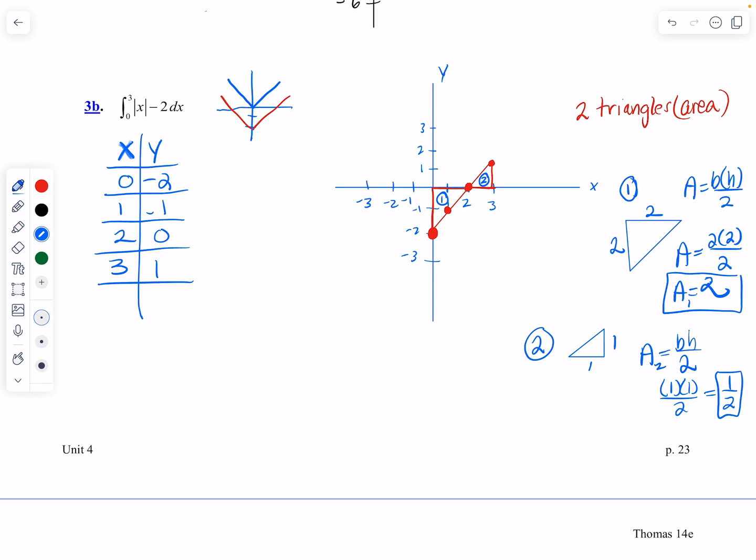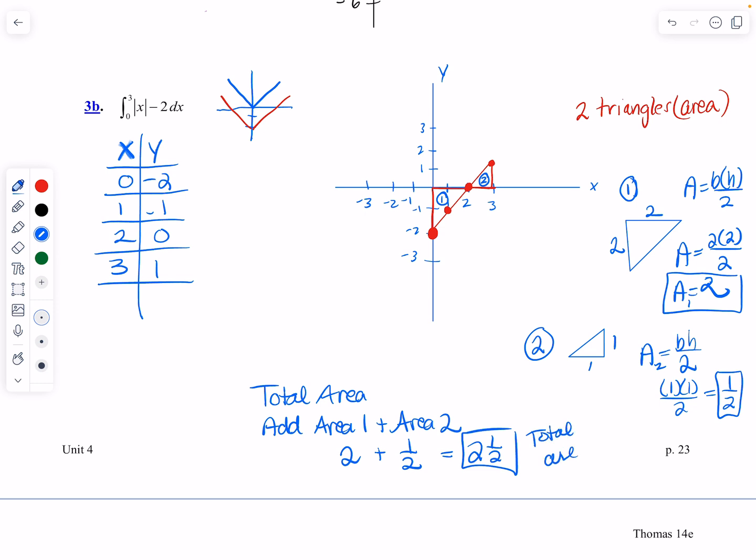Okay, so to find the total area, I'm going to add area 1 plus area 2. So area 1, remember, was 2, plus area 2 is 1/2. Okay, so this equals 2.5. That is my total area. Again, remember, area 1 was the triangle underneath the curve, but I'm trying to find the area of a triangle, so I don't care if it's underneath the curve. I am going to do the height as being positive.